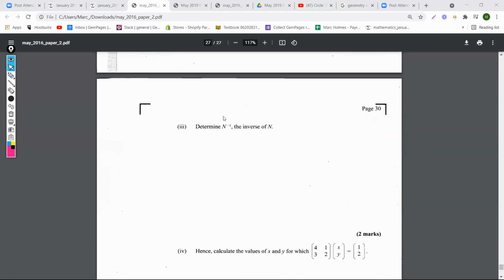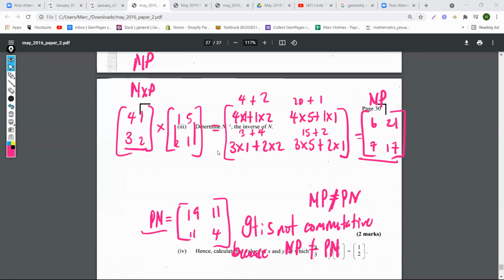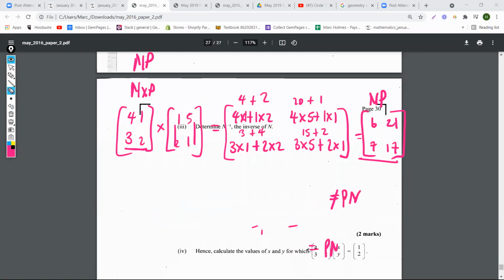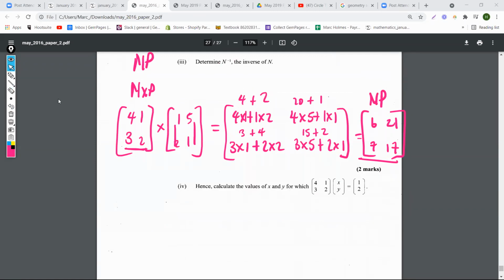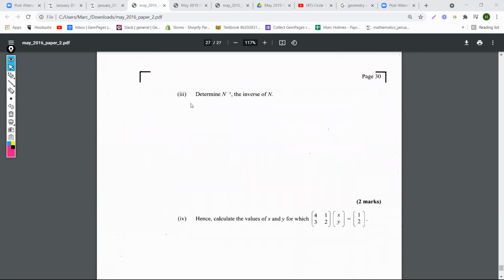The next one now says find the inverse. So guys, we can find the inverse for sure. Maybe you guys need a refresher on matrices and vectors, because you're going to get it on the exam. Just make sure you can find the inverse, multiply, and add matrices. So it says find the inverse of N, not even NP.